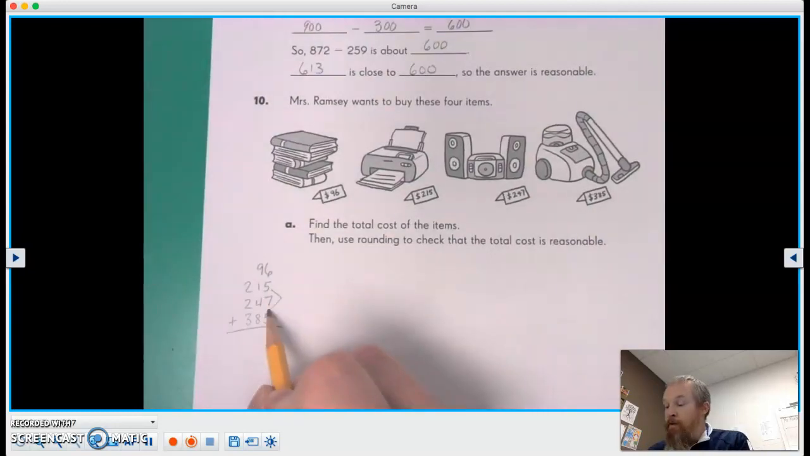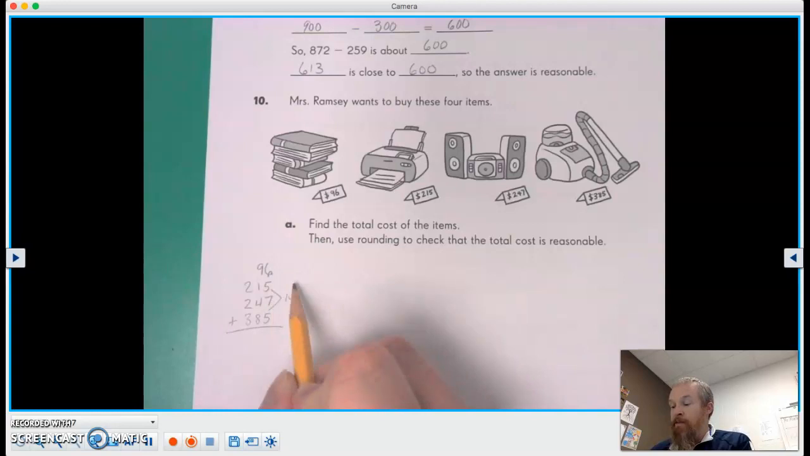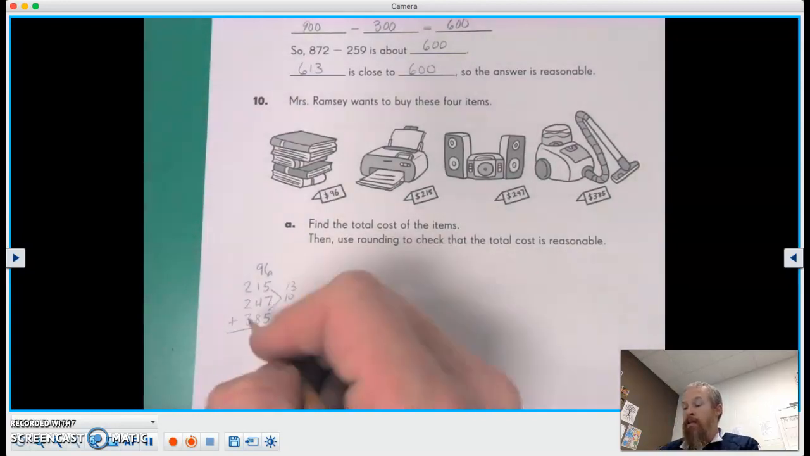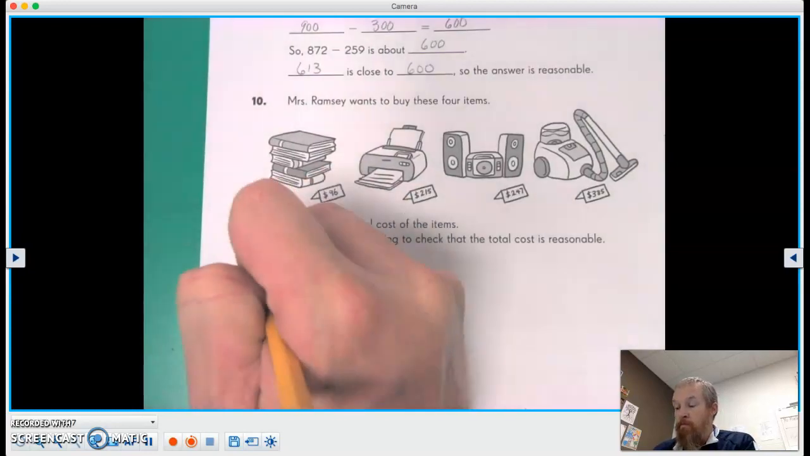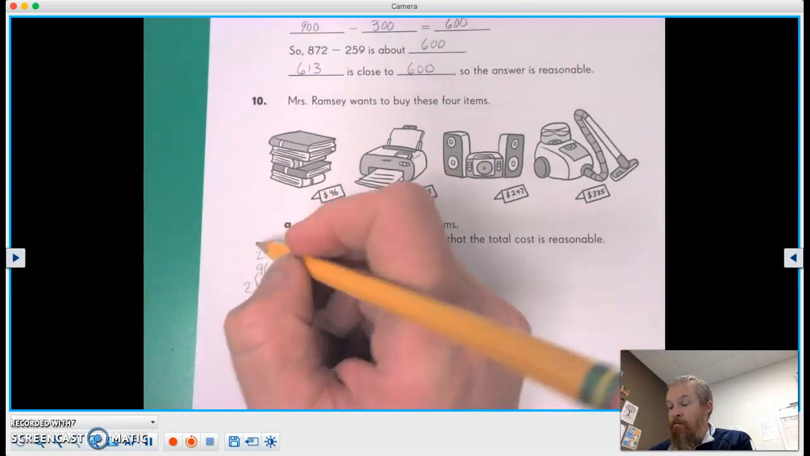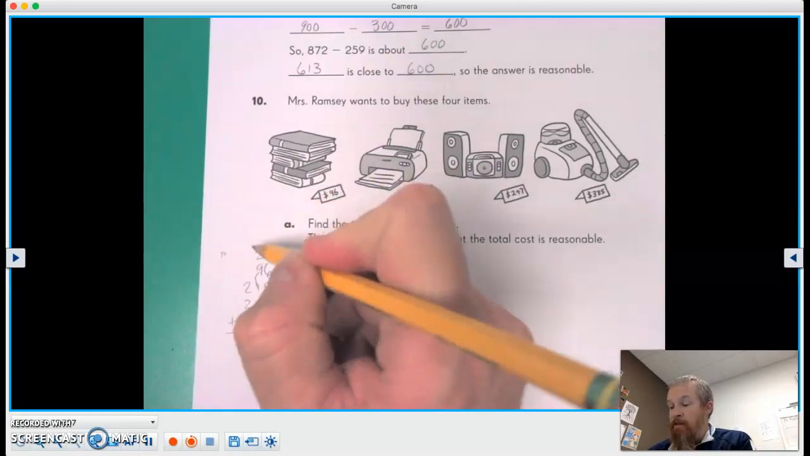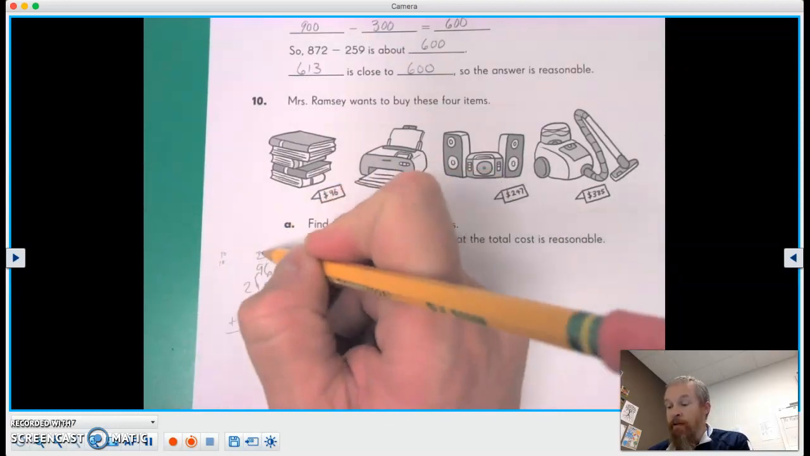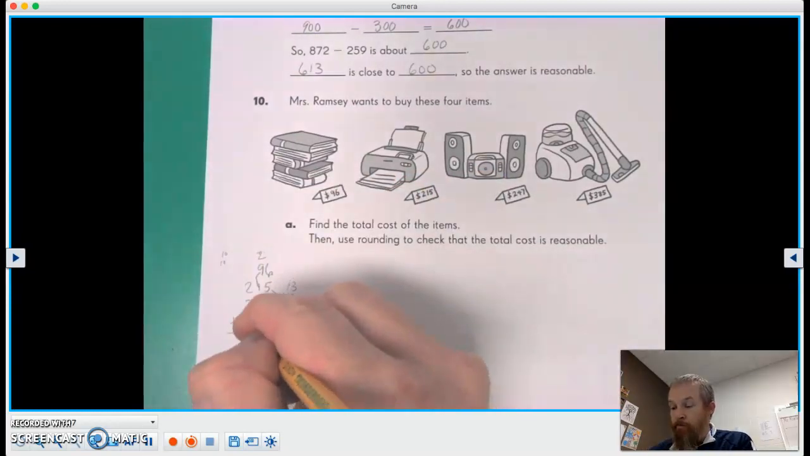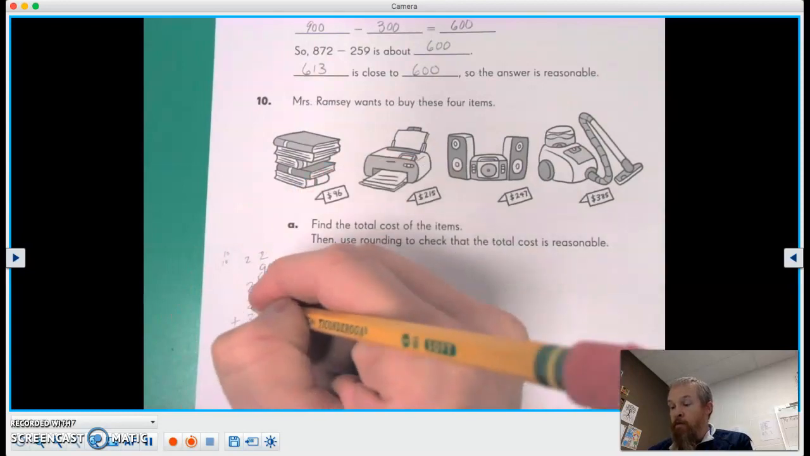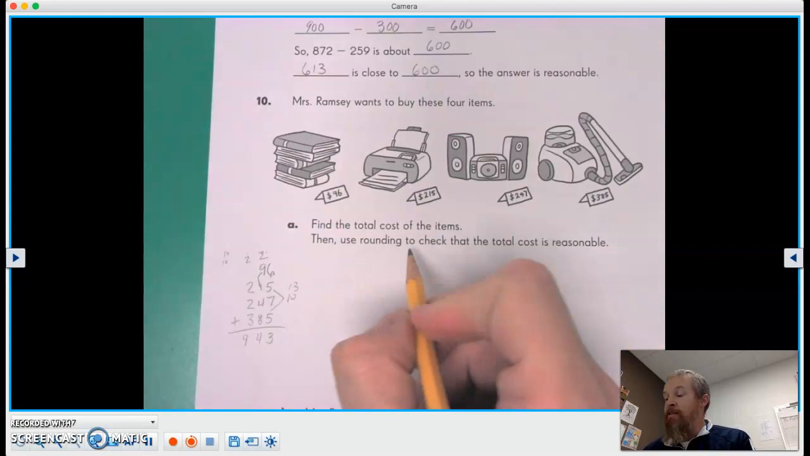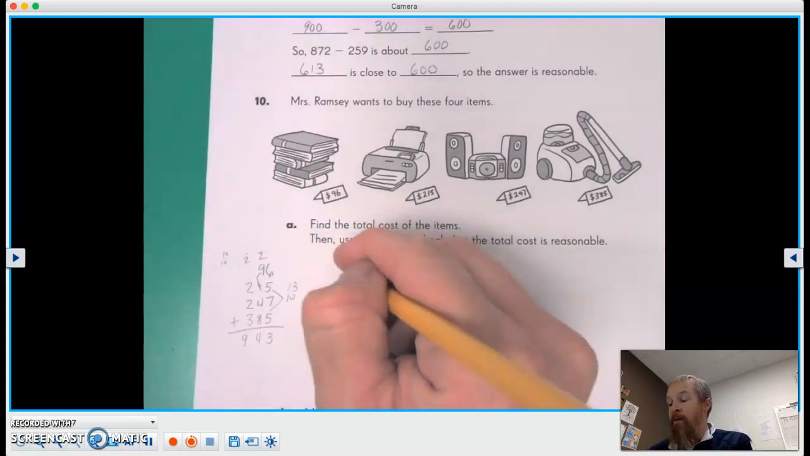I see a 5 and a 5 is a 10. 6 and 7 is 13. 13 and 10 is 23. Okay, I see a 9 and a 1 make 10. And I see 8 and 2 make 10. That's 20. And 4 more is 24. 3, 4, 5, 6, 7, 8, 9. So the total cost is $943.